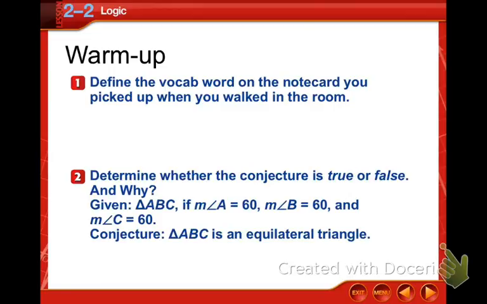So today, our warm-up number one was to define a vocab word on a note card that you picked up when you walked in the room. So that's already been done, and so we're going to look at number two first.